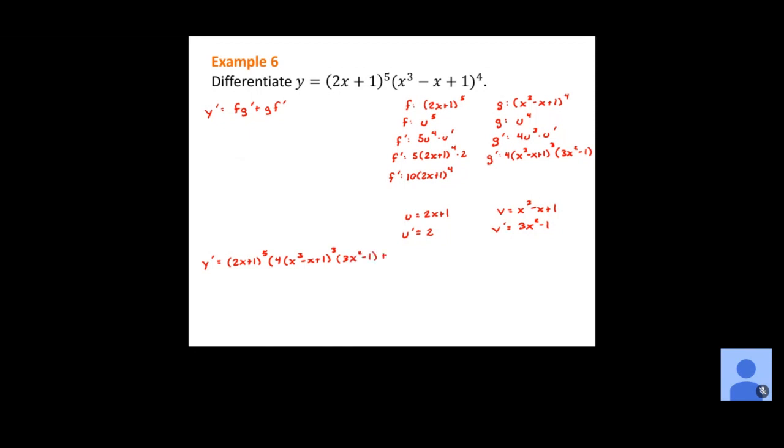plus, and then we're taking our g function, (x cubed minus x plus 1) to the fourth. And we're multiplying that by f prime, which was 10 times (2x plus 1) to the fourth.